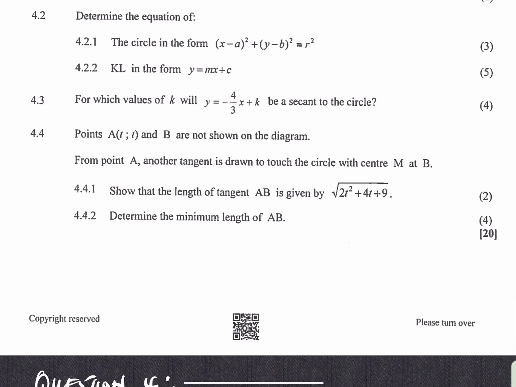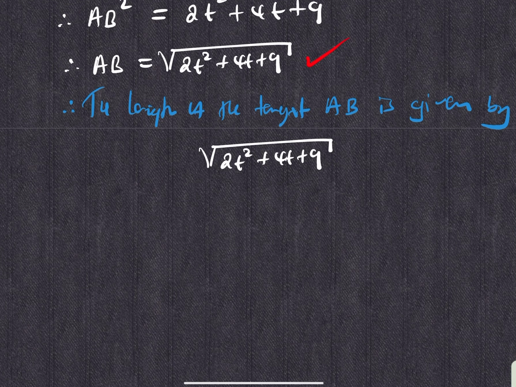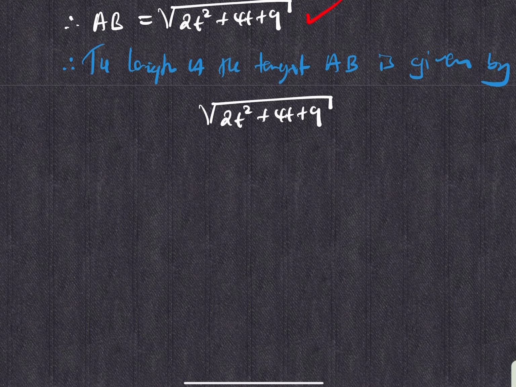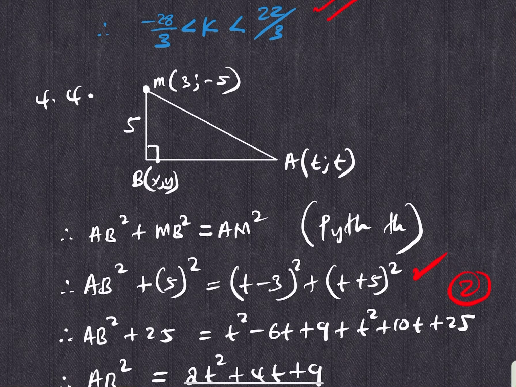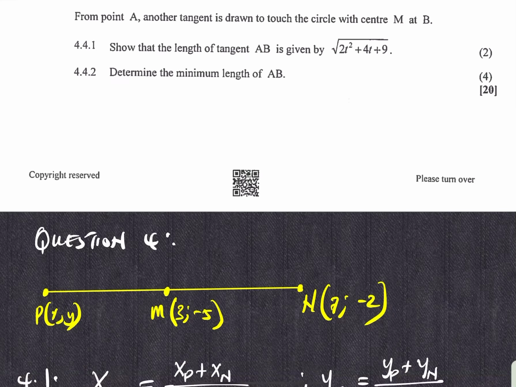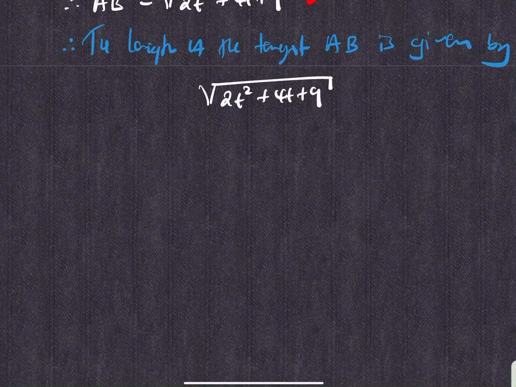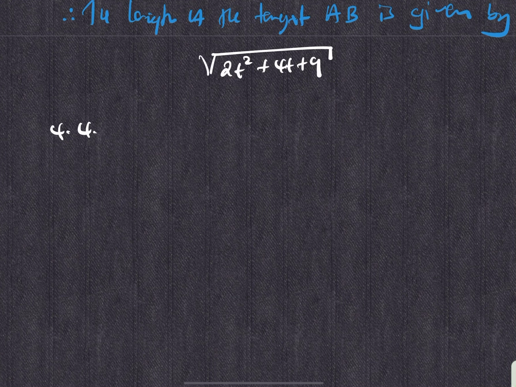They say determine the minimum length of AB. How do you then get the minimum length? This question really boils down to paper 1 arguments. Your question 9, the minimum length of AB. I think it's that question really that caused a lot of crisis. This was 4.4, this is 4.4.1, and we are now at 4.4.2.